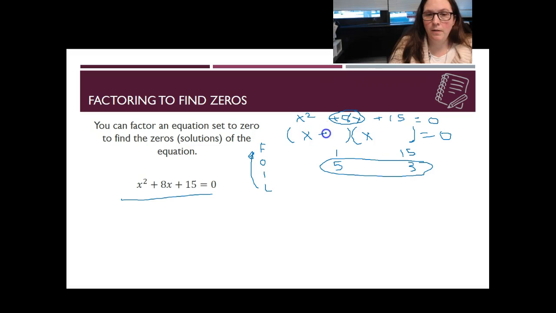So that means that the first binomial here is x plus 5. The second one is x plus 3.